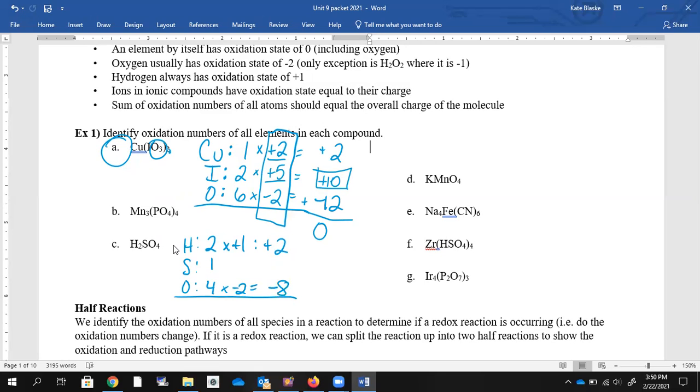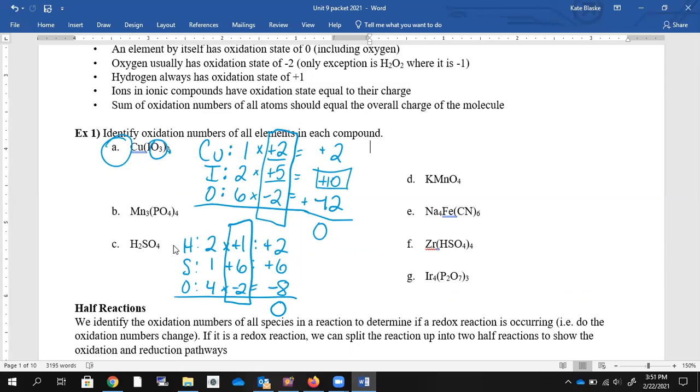Now again, overall, this does not have a charge. So overall, this should add up to be 0. So again, 2 plus something -8 adds up to 0. That should be a 6, which means that sulfur needs to have an oxidation state of +6. So overall, my oxidation numbers are +1, +6, and -2.